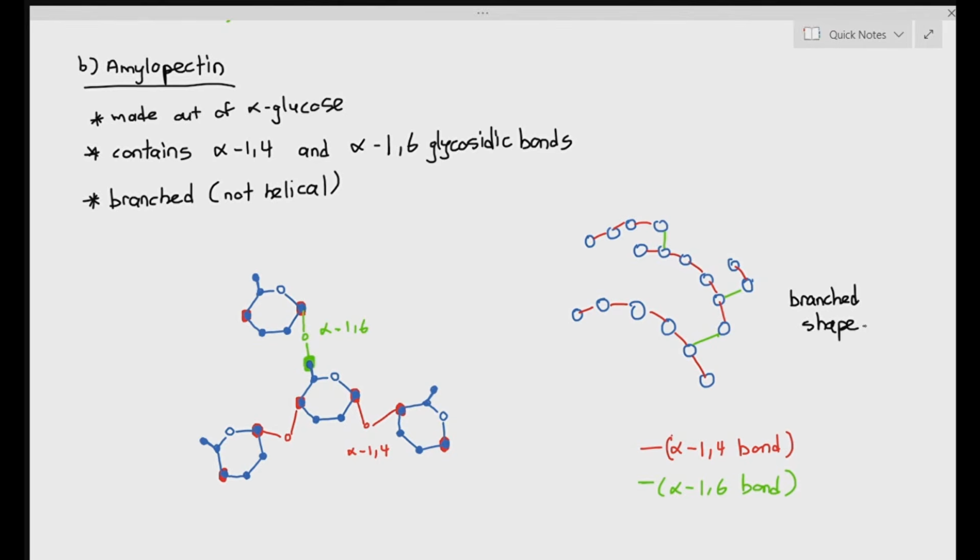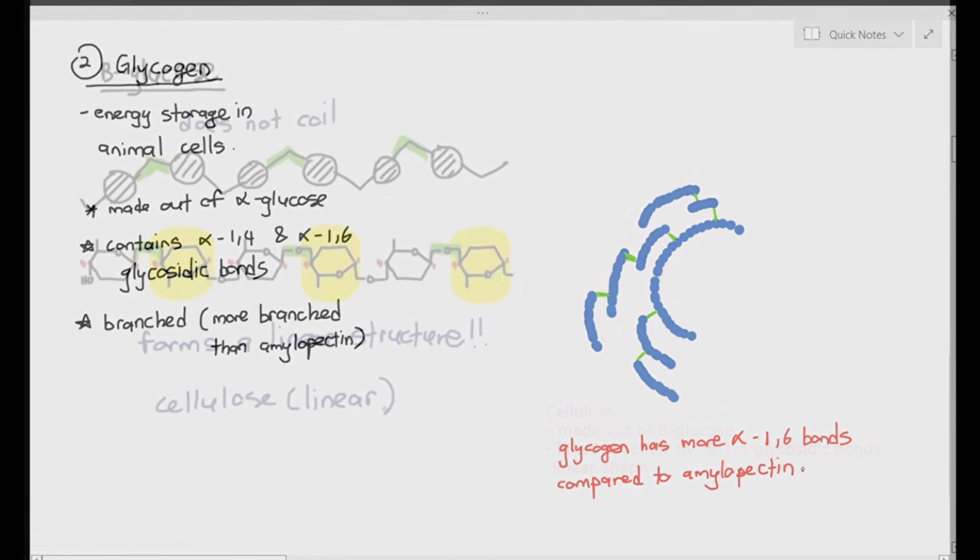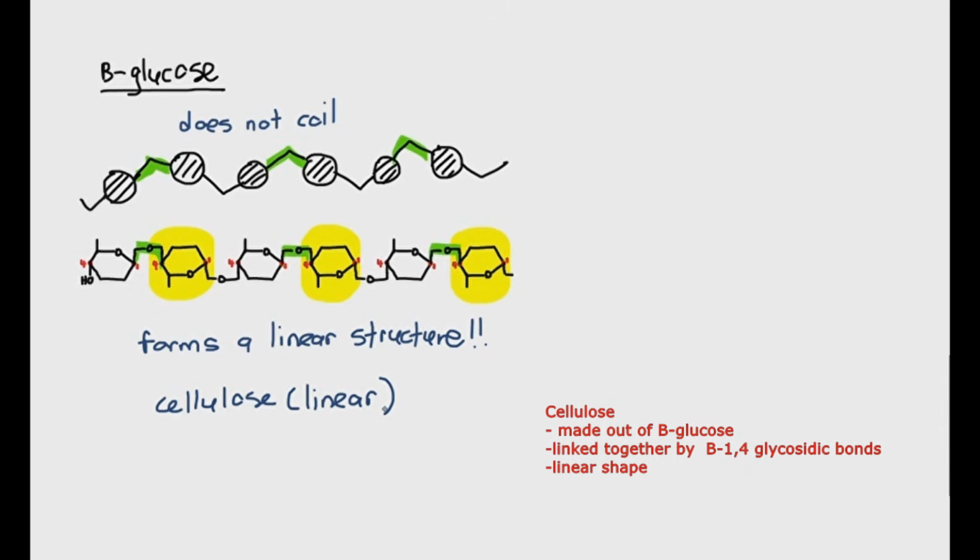The second polysaccharide we looked at was glycogen, which is the energy storage in animal cells. Glycogen is also made up of alpha 1,4 and alpha 1,6 glycosidic bonds, and its shape is also branched. The difference with amylopectin is that glycogen has more alpha 1,6 glycosidic bonds. Therefore, it is more branched. The third polysaccharide we then looked at was cellulose. Cellulose is made up of beta 1,4 glycosidic bonds, which means to say they are made up of beta glucose molecules. And the shape of cellulose is linear. That is the summary for polysaccharides.